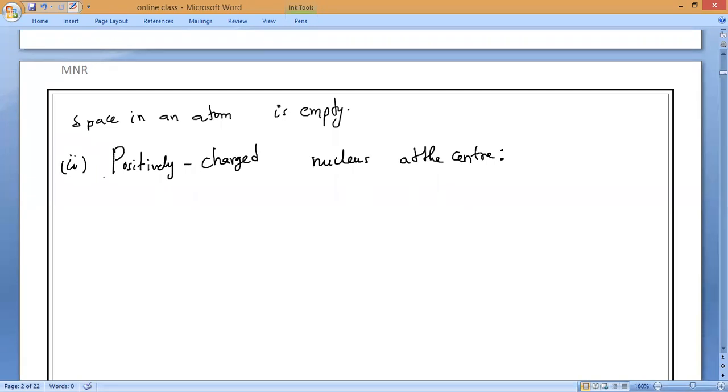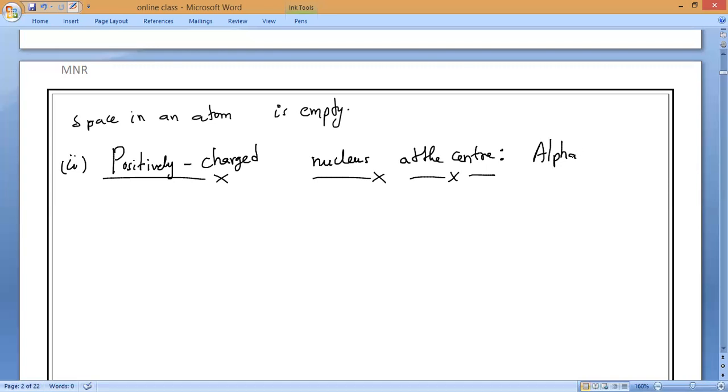How did he find this? Because the particles hitting at the center are showing deflections. Yes or no, all of you? Yes, sir. So from that only he made this. You must write this. Alpha particles are positively charged. Anyone having doubt, please ask me.